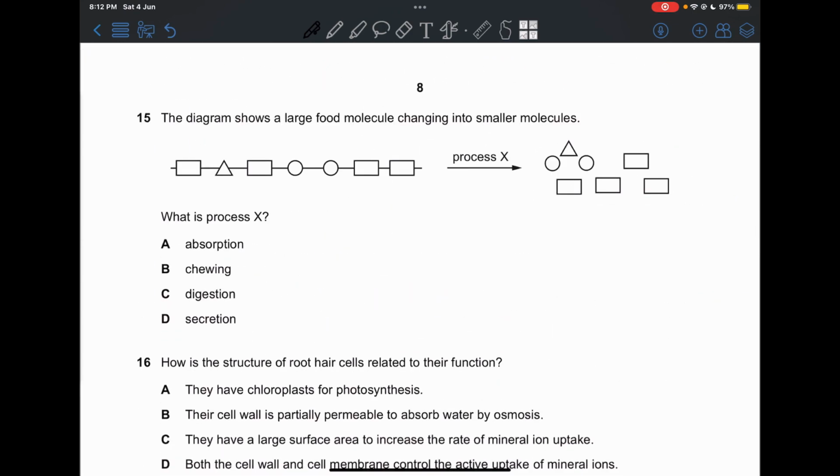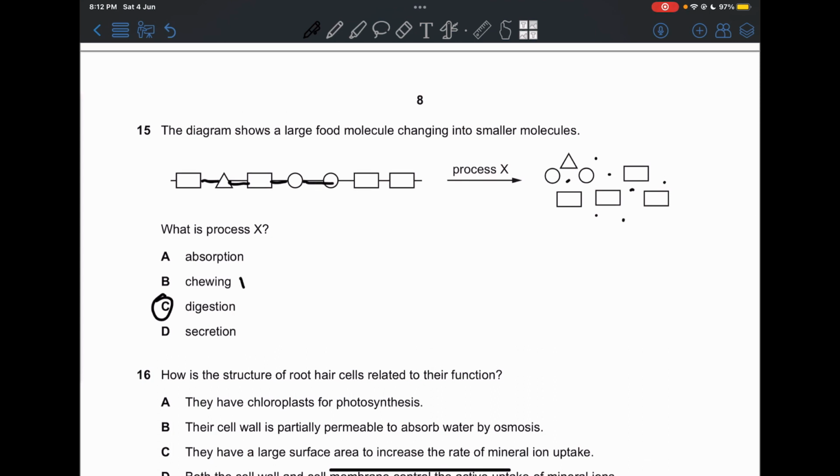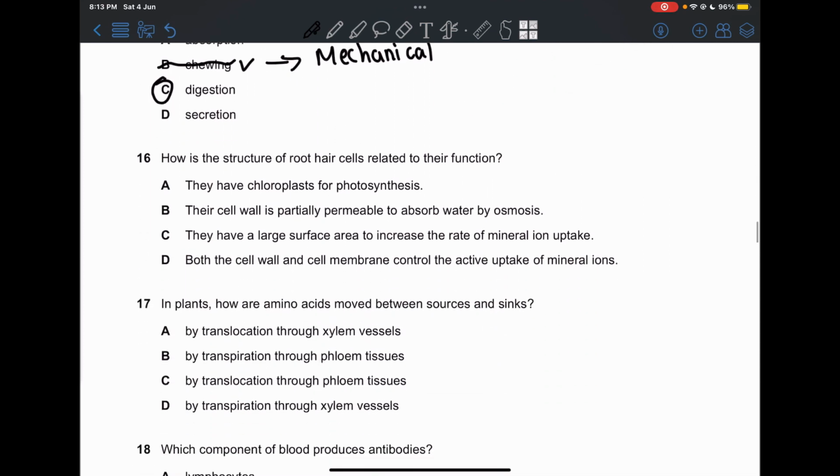Now, number 15, the diagram shows a large food molecule changing into smaller molecules. What is process X? Over here, they were all joined together with a sort of bond. And then after process X, they're not joined together, and they're all scattered all over the place. So this is going to be digestion, because we can't say it's chewing, because chewing is actually mechanical. And molecules, they have mentioned chemical molecules over here, so we can't be choosing that at all. Some people will confuse whether the answer is B or C, but actually it's C because this is chemical digestion, as we can see over here.